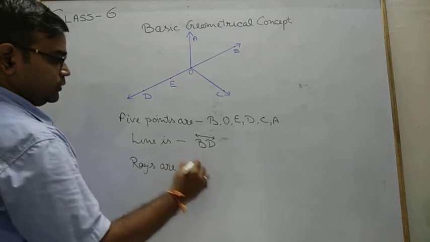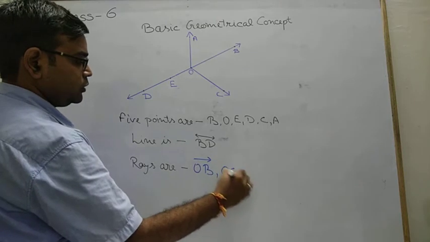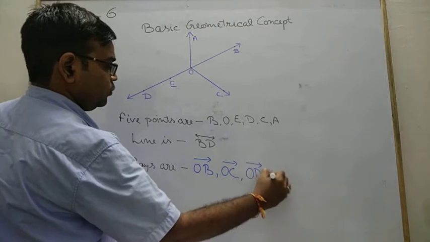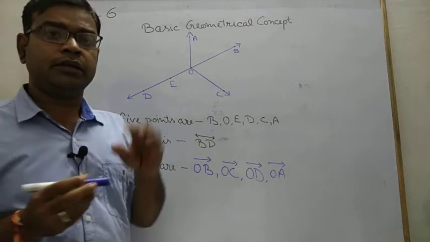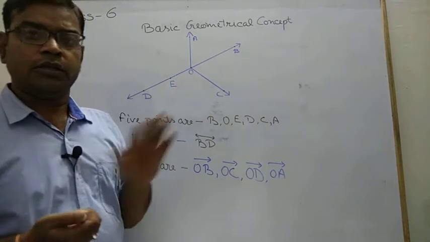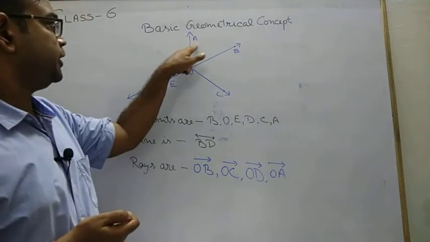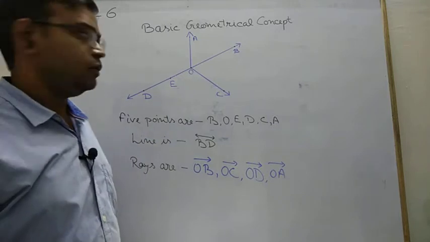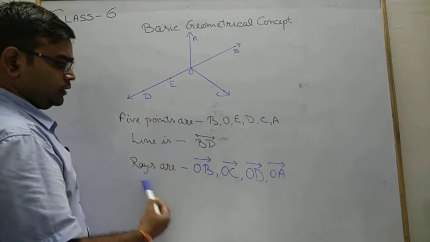So 4 rays are starting from O. OB, use the symbol. Then OC, use the symbol. OD, use the symbol. And OA, use the symbol. Always remember that the answer may not tally with the book. You have to clear the concept only. This video is only for clearing the concept, of how we express them. Here I told you that A is not given, so I used A from my side. It may not be given in the question, but from this you can easily understand what the points are, and where the lines and rays are.